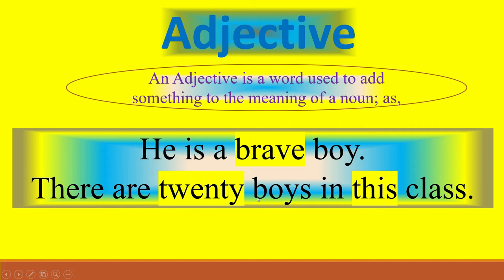There are 20 boys in this class. How many boys? 20 boys. This class. Where? This class. So this is an adjective. 20 is an adjective. Brave is an adjective. So adjective is a word which describes a noun. That's what you keep in mind. Adjective describes a noun. That's it.